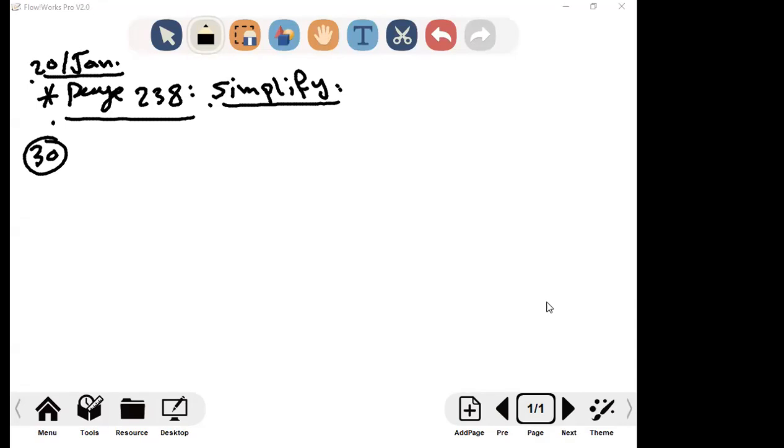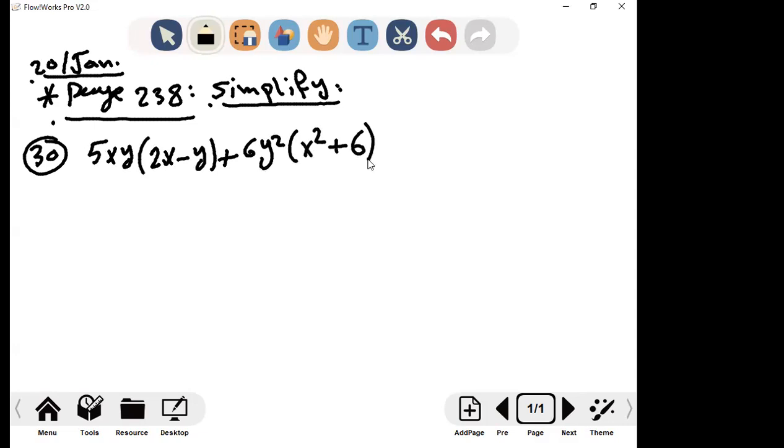The question said simplify. Simplify means to simplify the expression to the simplest form. Question 30 said 5xy multiplied by 2x minus y, all plus 6y power 2 multiplied by x power 2 plus 6. Okay. Here we have parentheses, right?